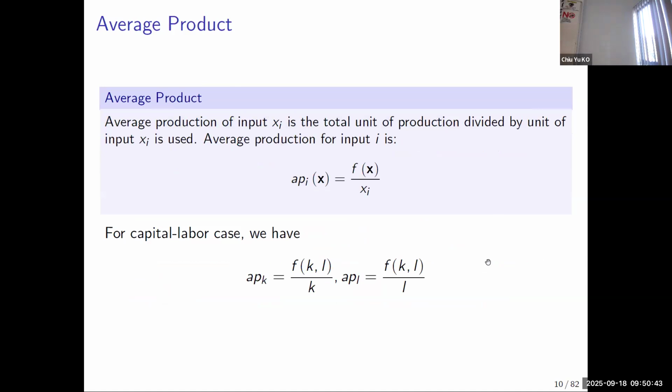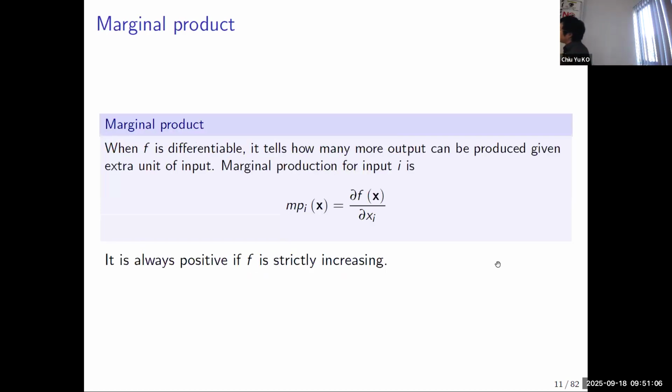Average product. The average product for input i will be just the function divided by how many units you use of i. So nothing new there, but just connect it to yourself. If some of you take macro, then it will be the average product of labor, and the average product of capital will be like this. Okay, so this is some terminology here.